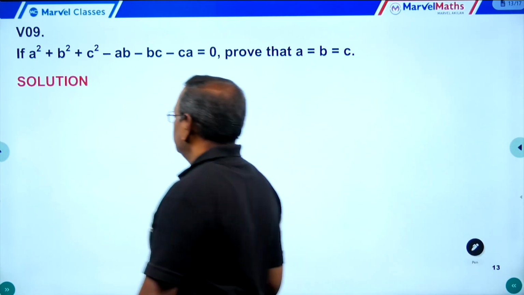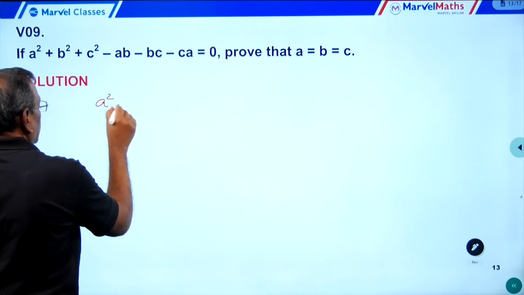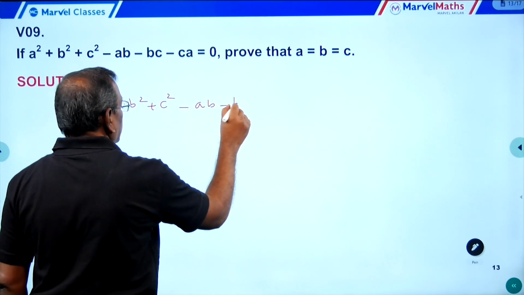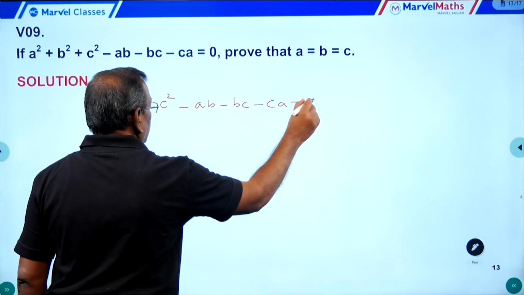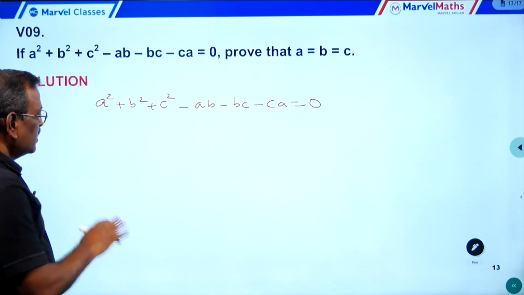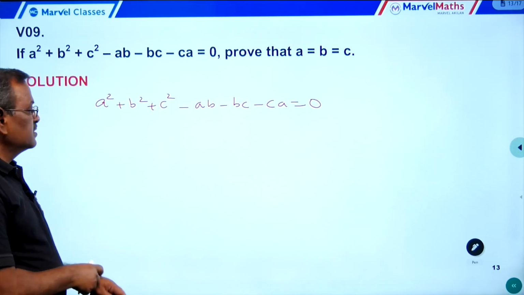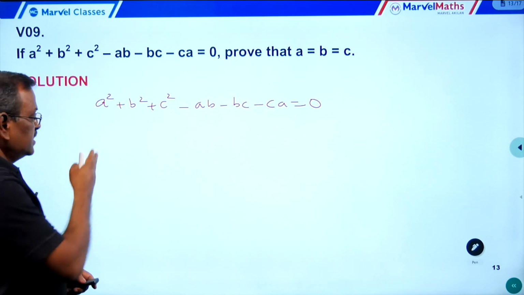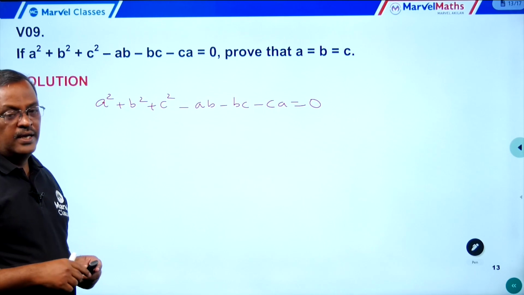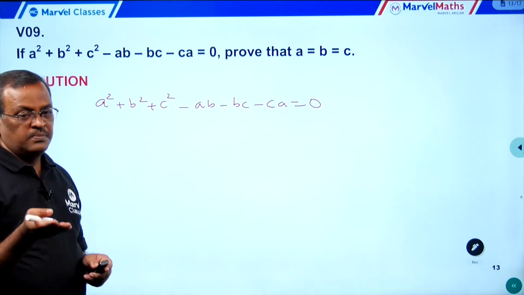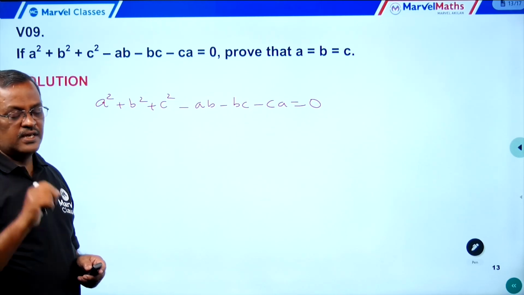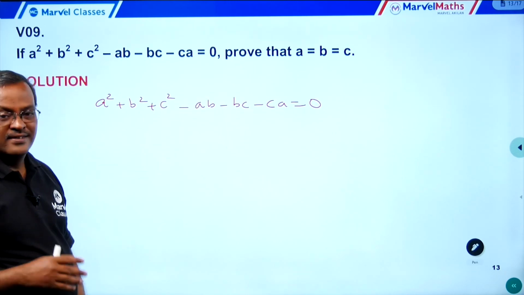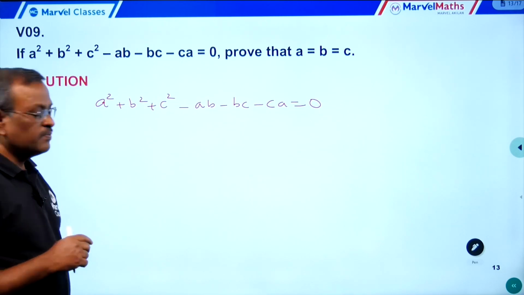Okay. Now, a square plus b square plus c square minus ab minus bc minus ca equal to 0. You can't apply any identity here. Reason is the coefficient of ab, bc, ca is 1, that is here minus 1. But if you want to apply square of binomial, whether it is a plus b whole square or a minus b whole square, the coefficient of ab is always either 2 or minus 2. So 2 is not there. Okay. So don't forget this important step.